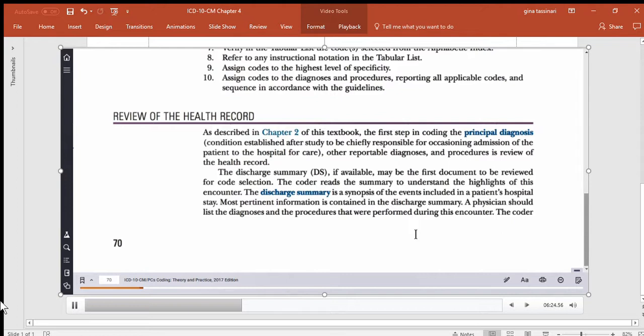Now, the discharge summary will have a lot of pertinent information because it is dictated after they have given the care to the member, run all of the tests, done the surgeries. So they've done all the research, and it is the total outcome that is documented. The physician should list all of the diagnoses and the procedures that were performed during this encounter or this hospital stay.